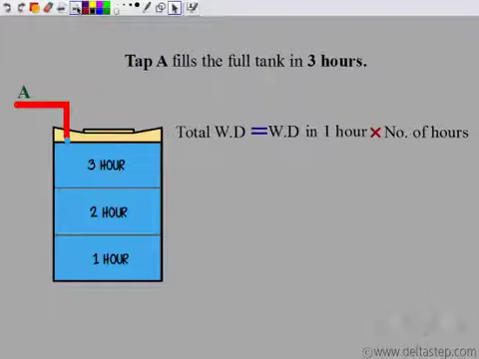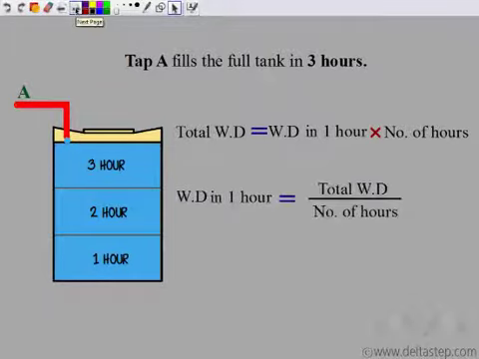Why is it hours here? Because it is given that it is completing this work in 3 hours and not in days. So instead of days, I am taking hours now. So total work done is work done in 1 hour into number of hours. Now what I need to find is how much work is done in 1 hour. So from this formula itself, work done in 1 hour would be total work done divided by number of hours.